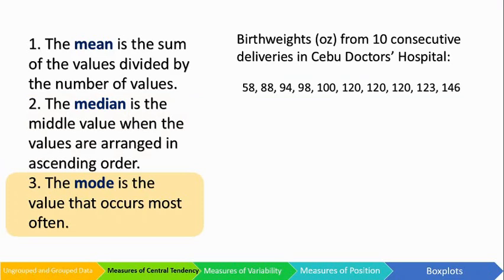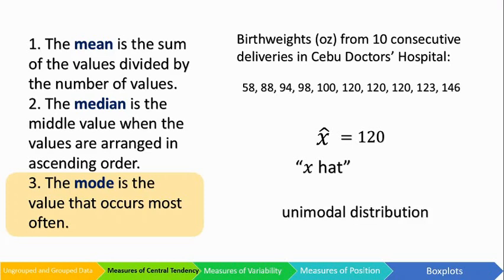The third measure of central tendency is the mode, which is the value that occurs most often in a distribution. Using the original data, we notice that 120 appears thrice in the distribution. So therefore, the x hat, or the mode, is equal to 120. We only have one mode, so the distribution is called unimodal.